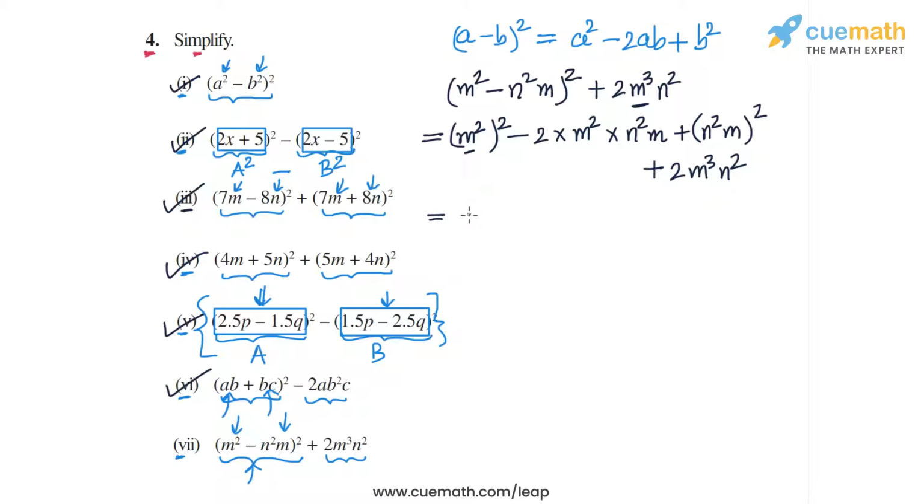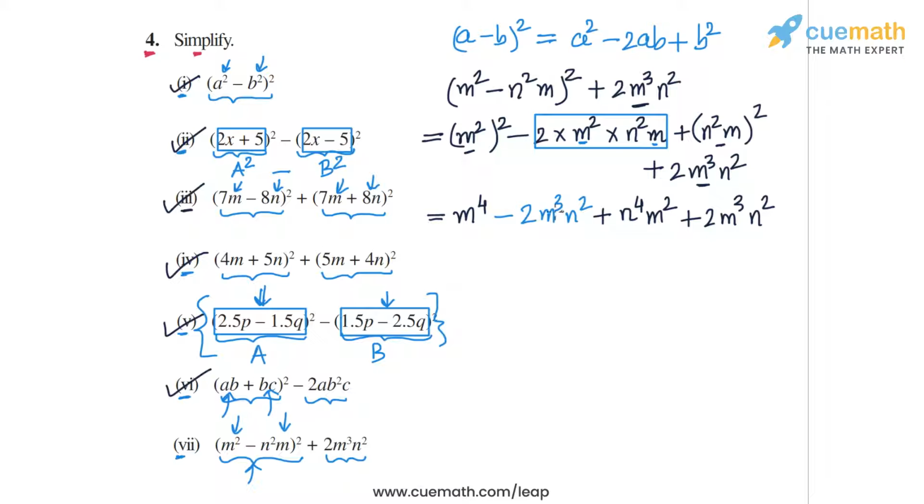Okay, now let's simplify the terms. So m square square is m to the power 4, and then let's look at this product, 2 into m square into n square m. In this, m square and m will give you m cube, and you have n square. So we have minus 2m cube n square. Next we have n square m whole square, which will give us n to the power 4 m square. And finally you have the last term plus 2m cube n square.